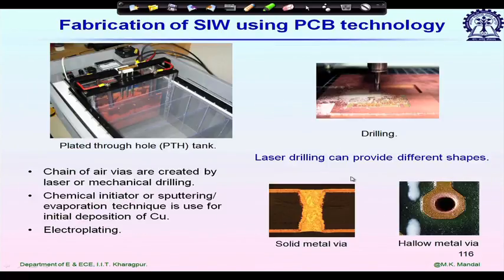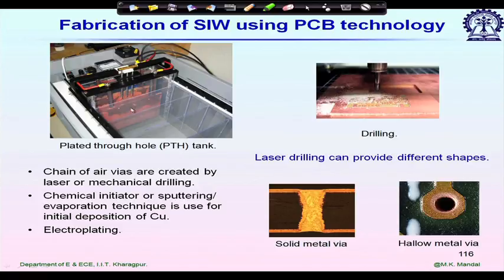Now how do we obtain the vias for SIW or for ground backed CPW lines? Again we will be using those drilling bits. So we will have some air vias by using this drilling bit. Once we fabricate air vias, we will have exposed dielectric. We need some metallization on the dielectric. We can't use the electroplating technique directly on dielectric, because as a starting material we need some metal for electroplating. So we use some initiator which will deposit a thin layer of copper, a few nanometer, on the surface of this dielectric. Then we put it for electroplating.